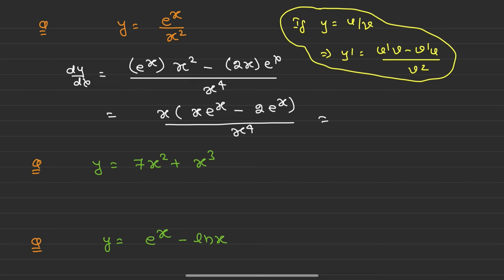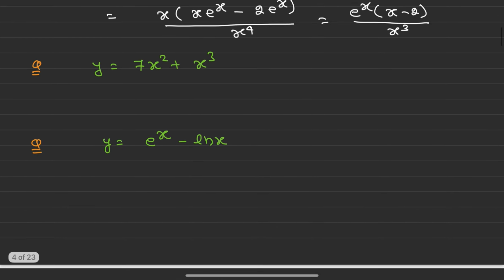So here 1x and 1x will get cancelled. If you take e power x common outside, what is left in this particular part? x minus 2, divided by, here we are having x cube. Okay, so it will be our correct answer for this particular question. Now let's continue from here.